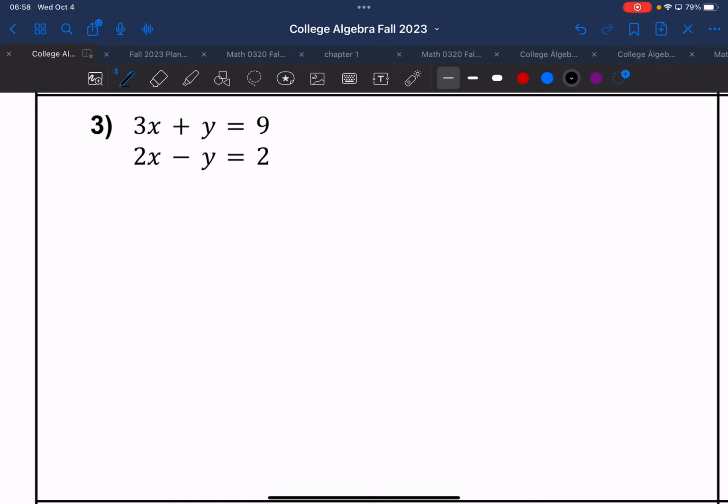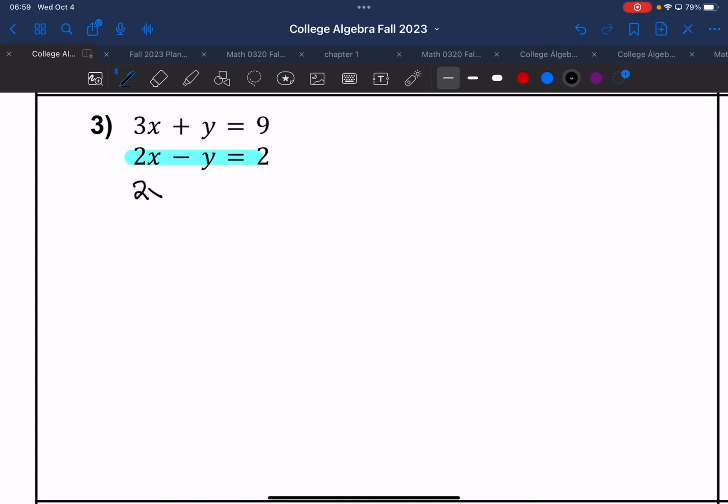Number 3, we have 3x plus y equals 9, and 2x minus y equals 2. So again, using the substitution method, we have to pick which equation we believe is easiest to get a variable by itself, because you can choose any equation you want. So what do you guys think, top or bottom? Okay, so bottom would work, and what variable would we get by itself? Y. Okay. Notice that we could also have used the top equation. We could have gotten y by itself in the top one as well, but it doesn't matter which one we use as long as we're getting a variable by itself.